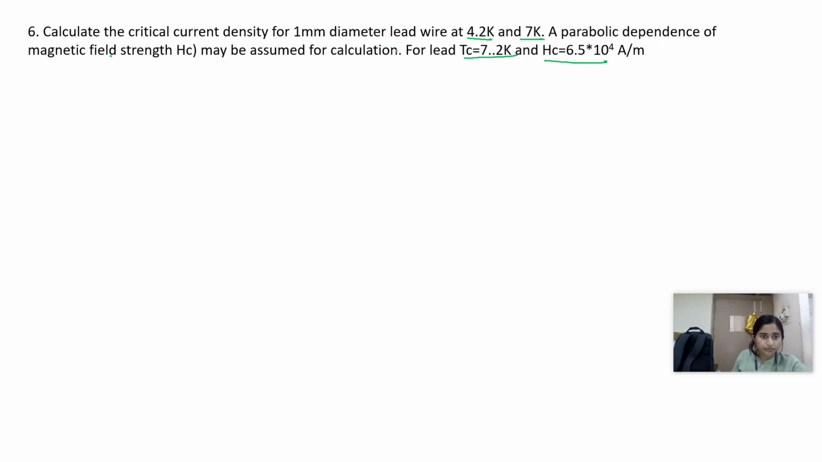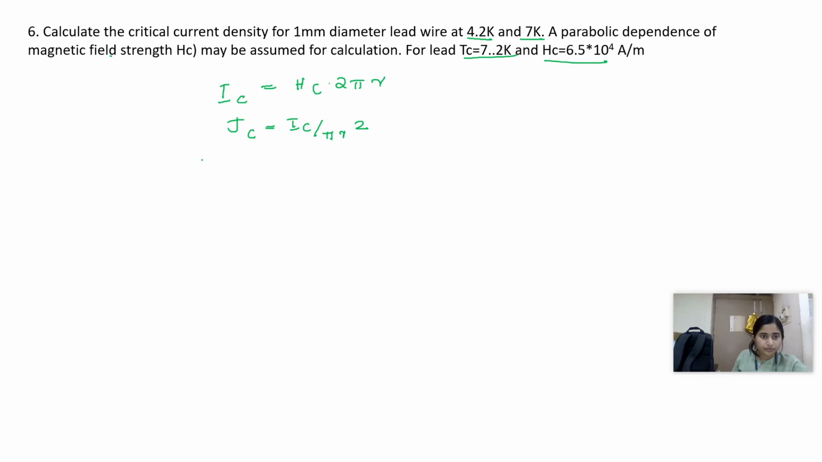per meter. Now here first we have to know one value, the critical current Ic, which you can write as Hc times 2 pi r. You have to know this. And the current density Jc will be Ic divided by pi r square. It's current density, so current divided by the area.